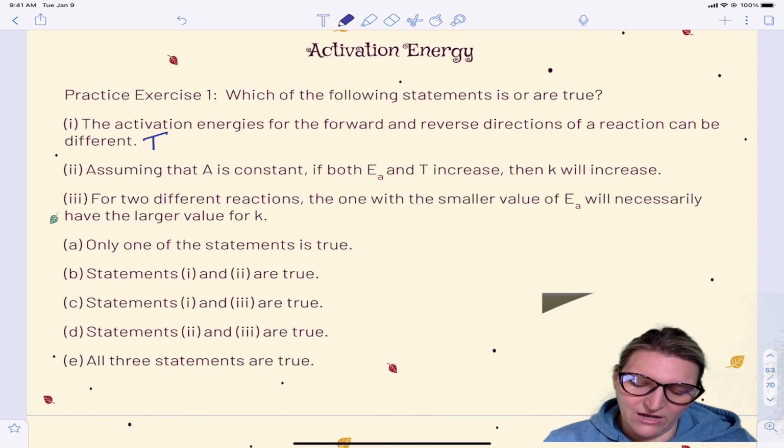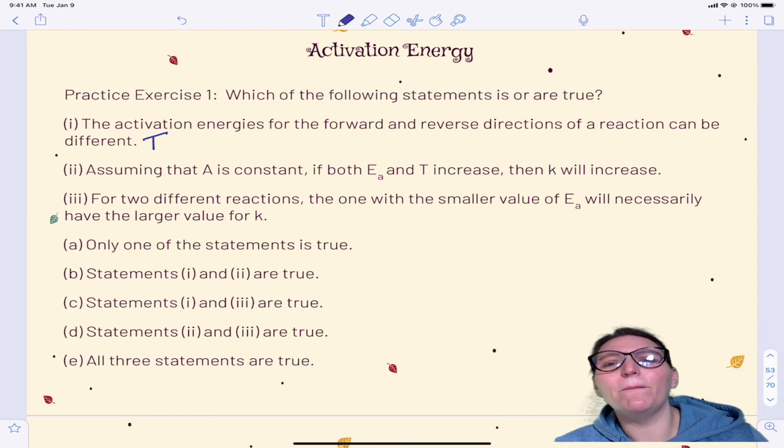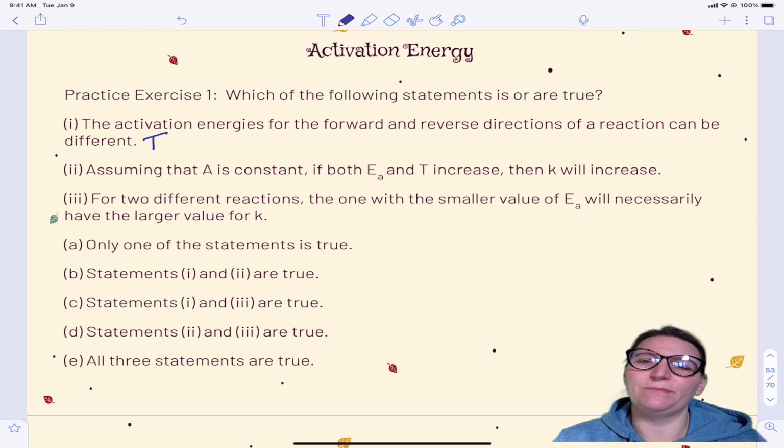Assuming A is constant, if both activation energy and temperature increase, then k will increase. It would depend upon how much they increase, and there's too little information to say that it will always increase. Certainly if temperature increases, then the k will increase, but does it increase more to compensate for activation energy? And then the last statement, for 2 different reactions, the one with the smaller activation energy will necessarily have a larger value for k.